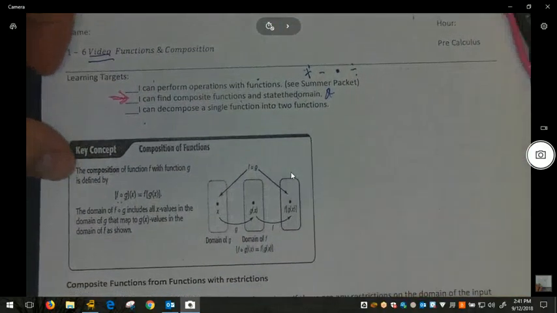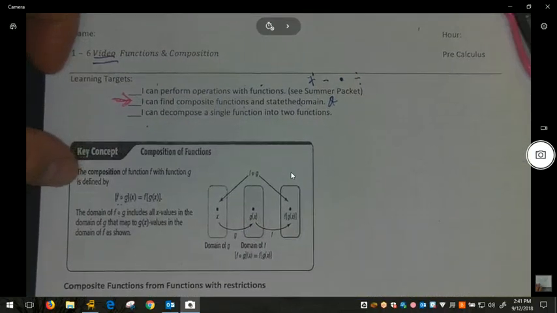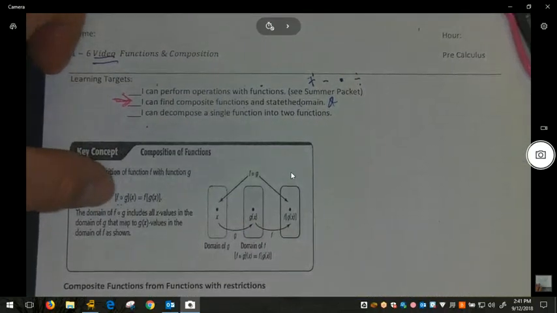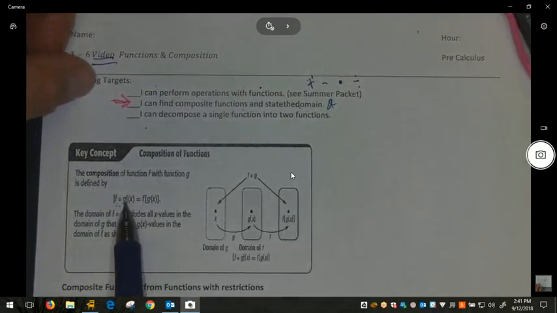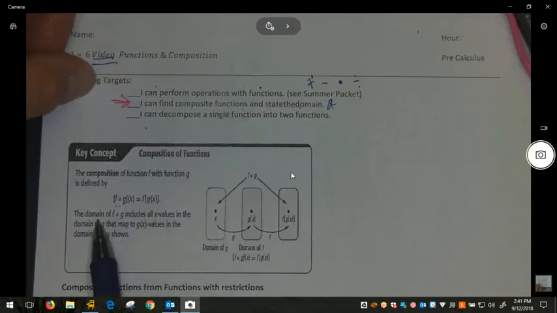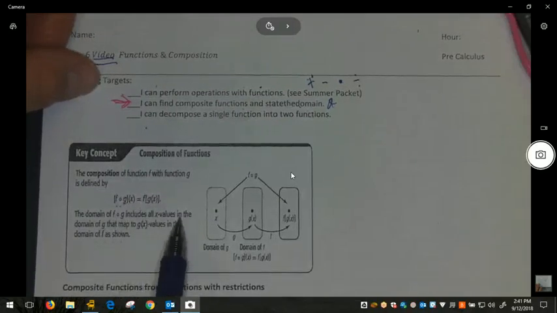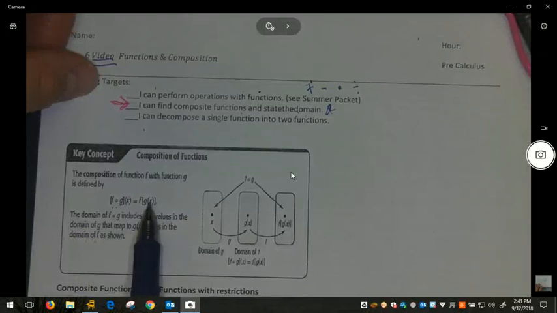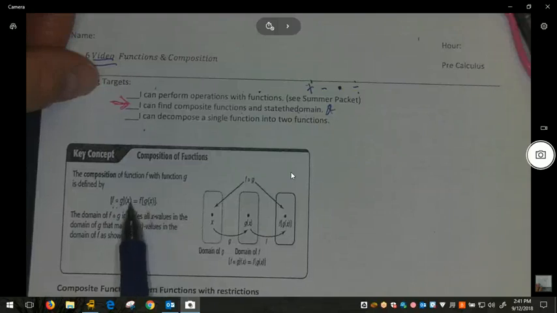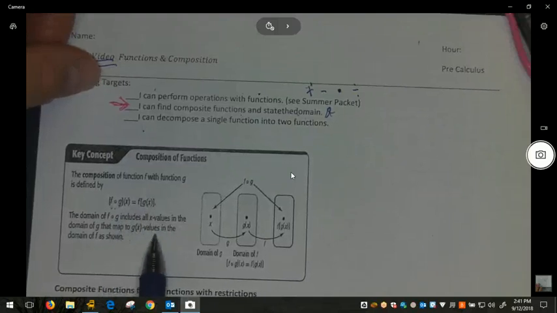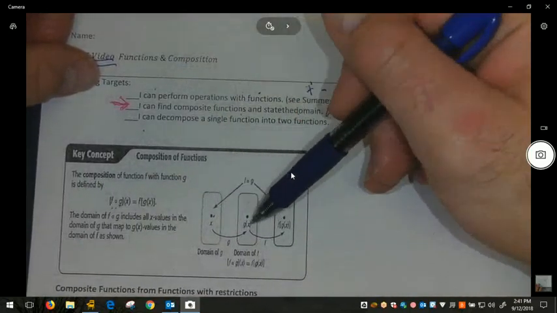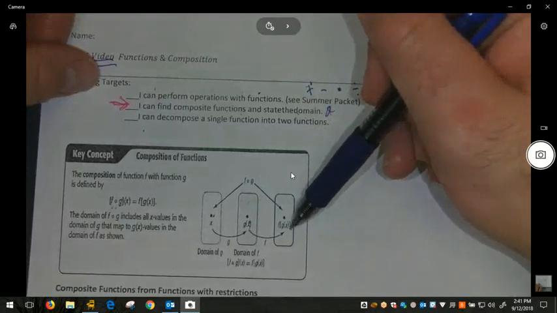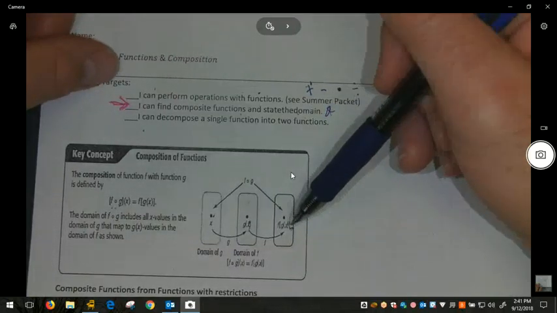Composition of functions. The composition of a function f with function g is defined by f of g of x. It's not "red fog." That operator is function composition, f of g, which means we're plugging g into f. The domain of f of g includes all of the x values of the domain of g. So the one that was plugged in, any restrictions on that domain will be restrictions on our final function that map to g of x values in the domain as shown. So here's some of our x's that are in the domain of g of x, that will be a part of the final function's domain.